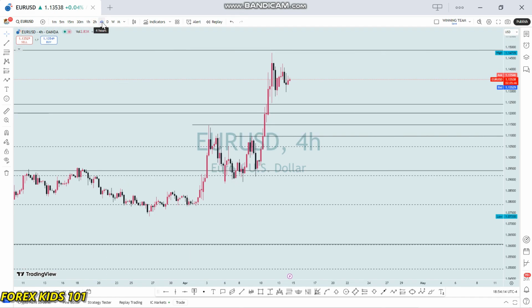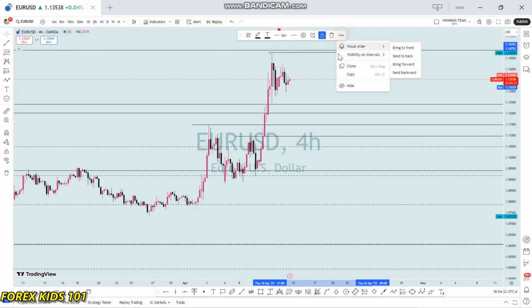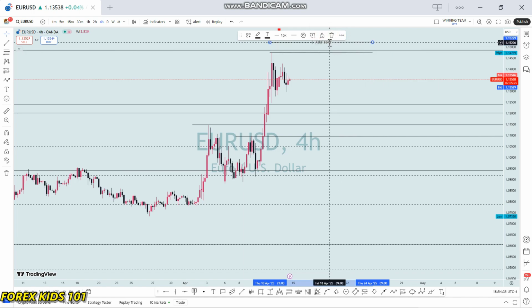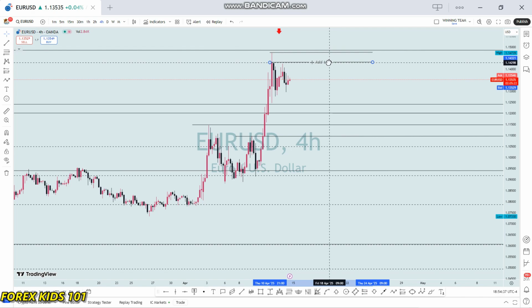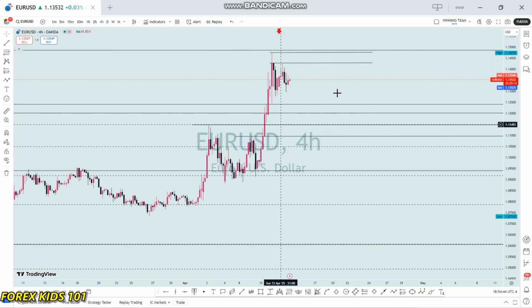Let's jump into our 4 hour time frame. On the 4 hour time frame, we can see that up here we have this whole liquidity pool, and the market is rejecting these zones here. I'm gonna be looking for anything which is gonna be happening inside this zone here.